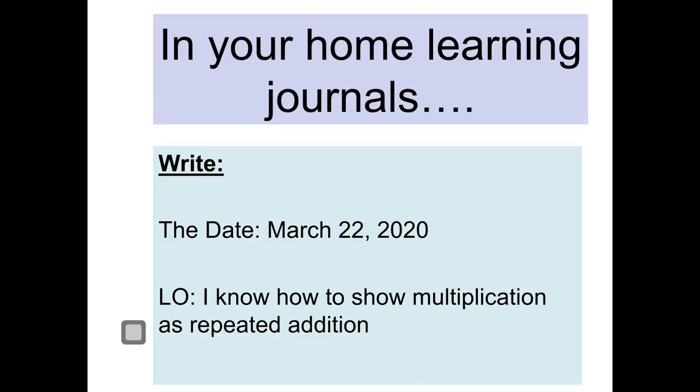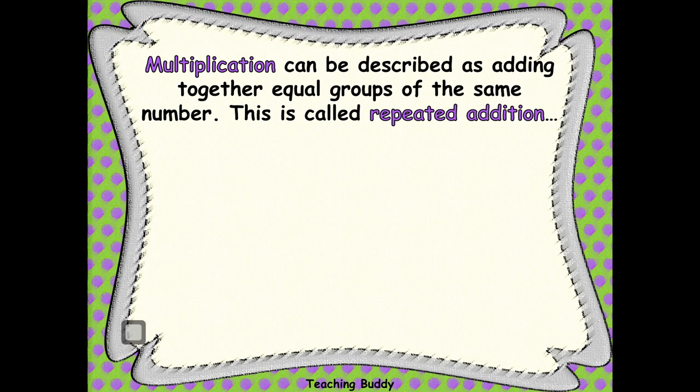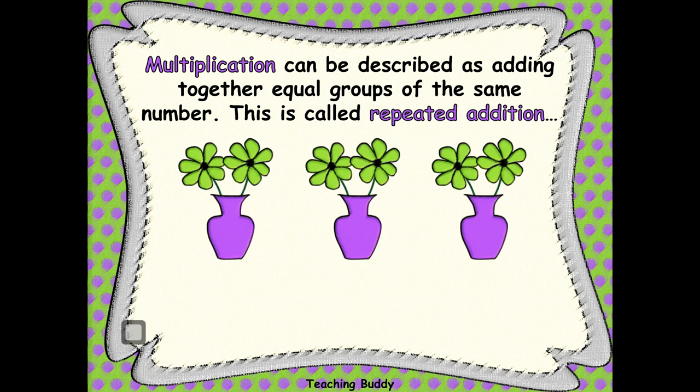So in your home learning journals, you can pause this if you need to. You're going to write the date. Today is Sunday, March 22nd, and our I can statement or learning outcome is: I know how to show multiplication as repeated addition. So multiplication can be described as adding together equal groups of the same number. So each group has the same number in it, and we're adding them together. That is repeated addition.